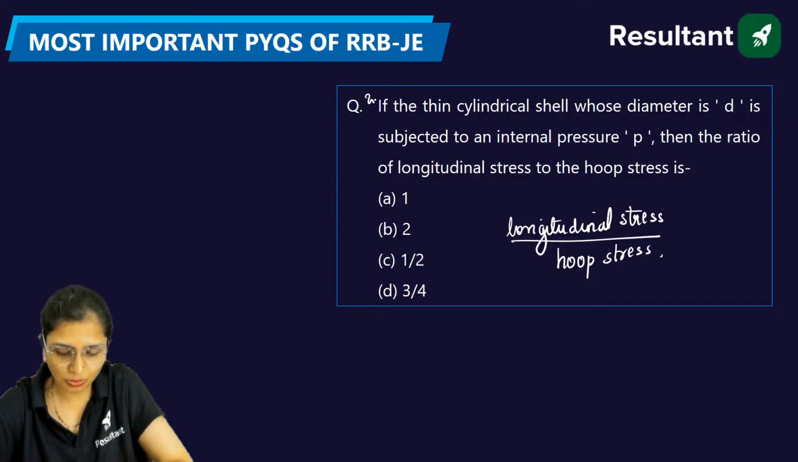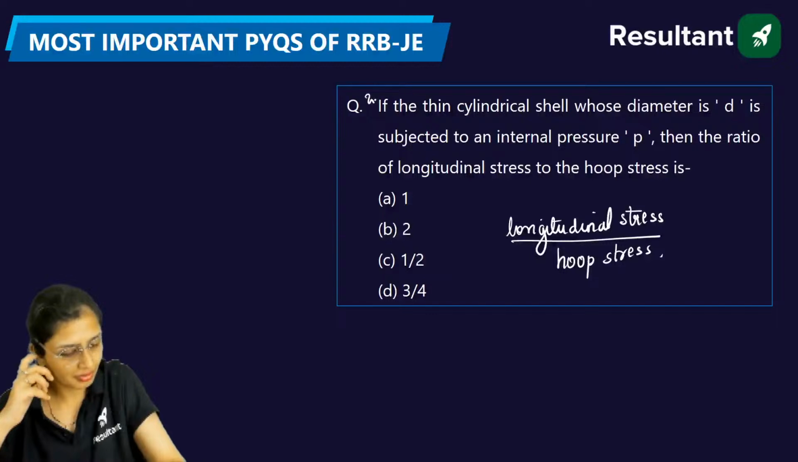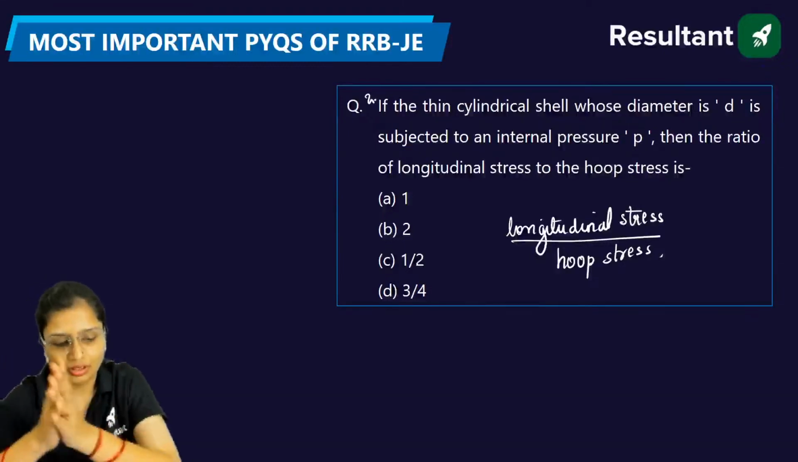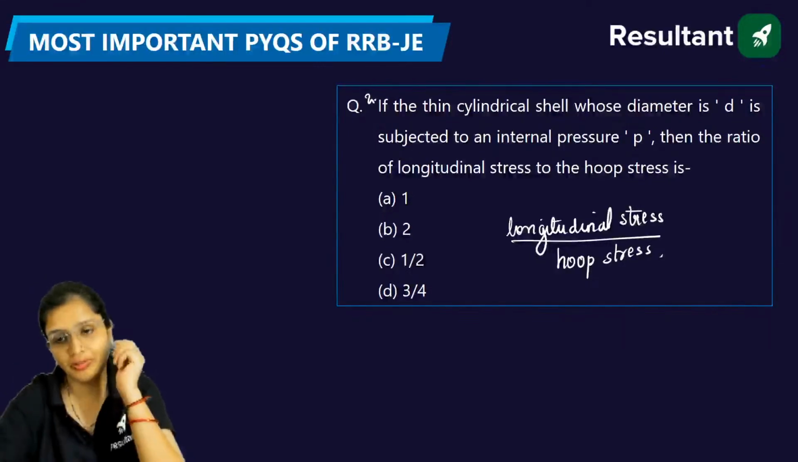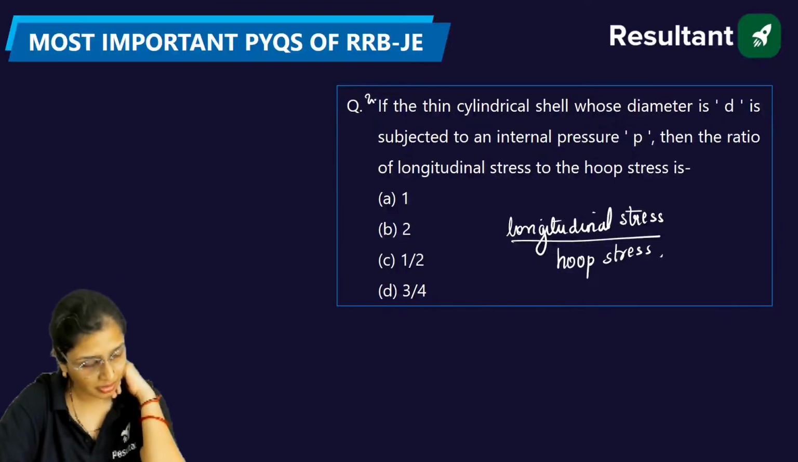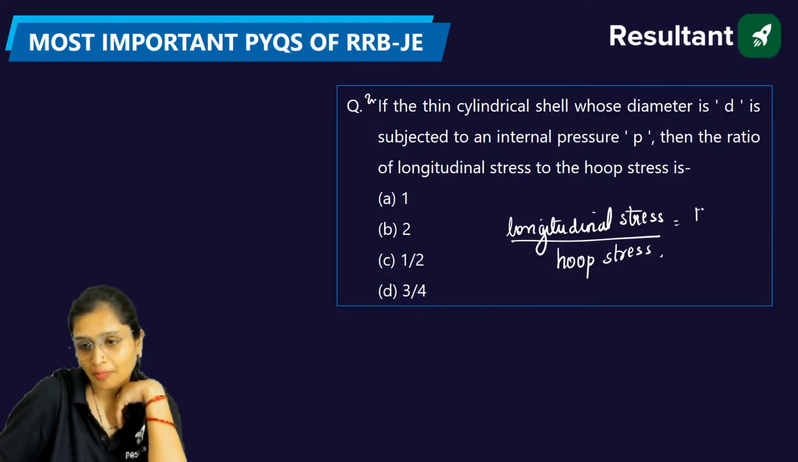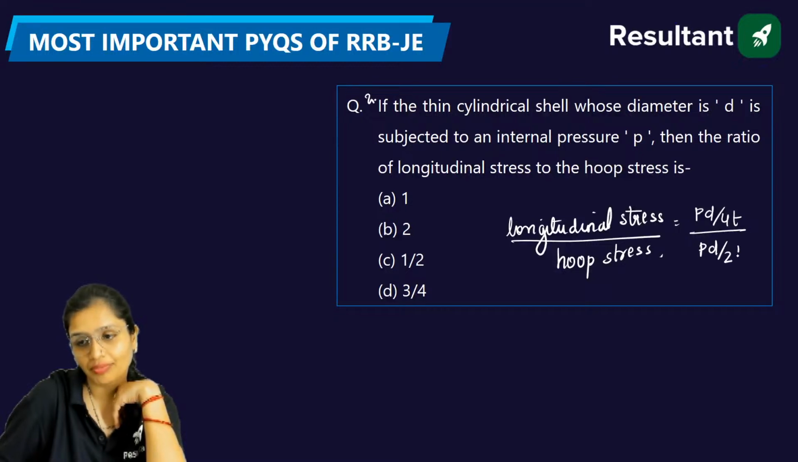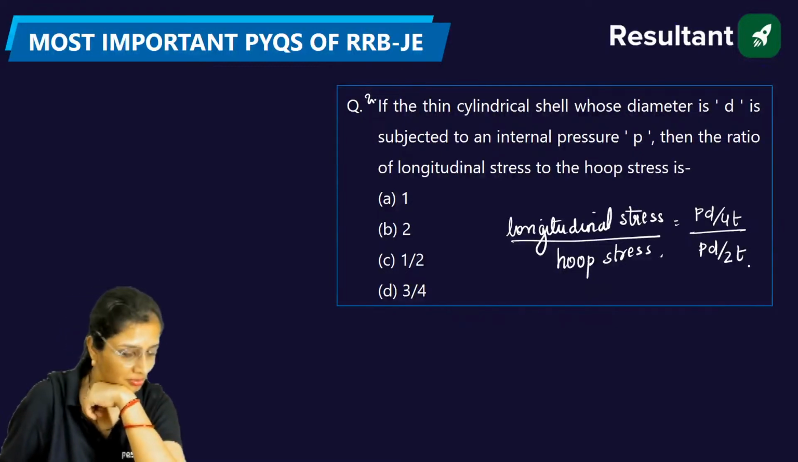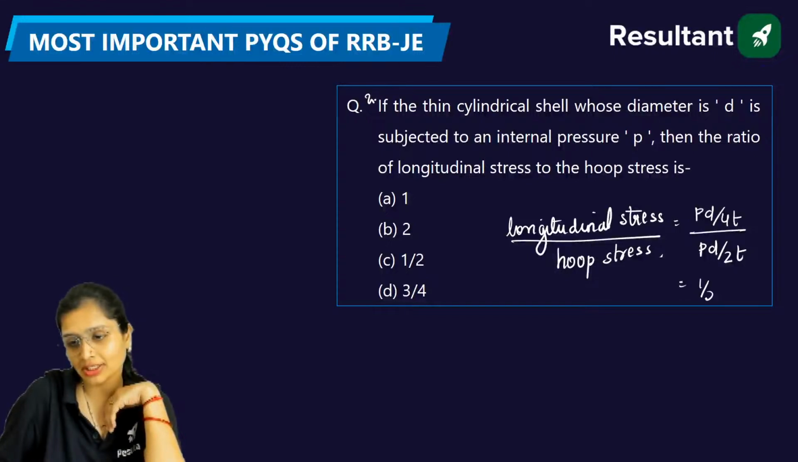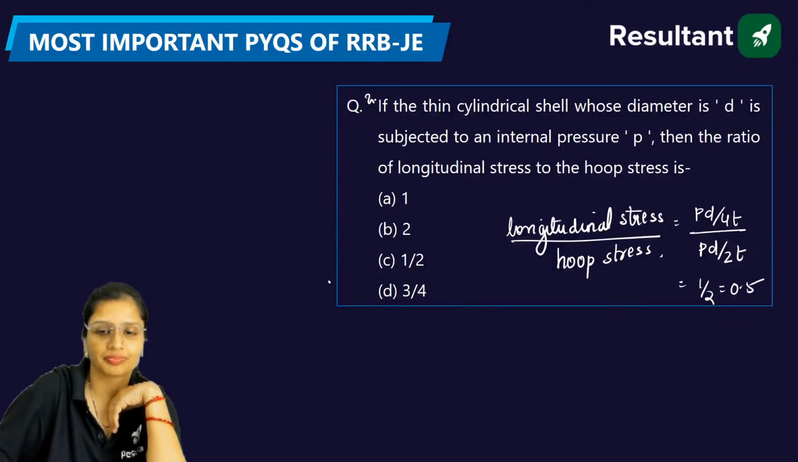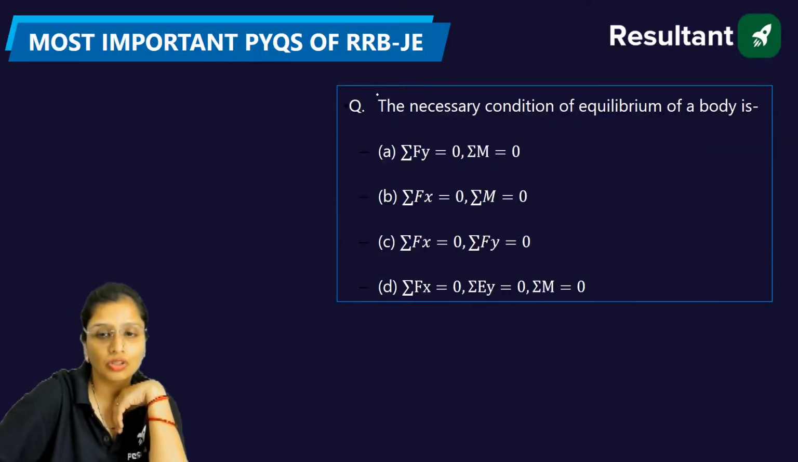Longitudinal stress to hoop stress. Longitudinal stress is the stress which will be acting along the length. Hoop stress is the one which will be acting along the circumference. Longitudinal stress is PD by 4T. Hoop stress is PD by 2T. So how much will it come? Correct, 1 by 2, that is 0.5.